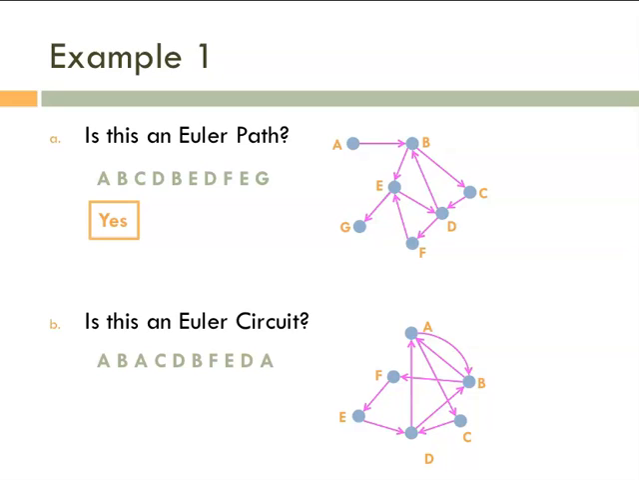Another example would be if you started at D, you could also come up with an Euler circuit as well. So with that, you would go from D to B to F, then E, then D, up to A, over to B, to A, to C, and then back to D. So that's another example of an Euler circuit. But as long as you find one, then you're able to say that this is an Euler circuit.